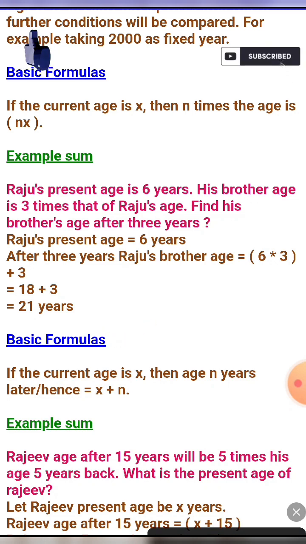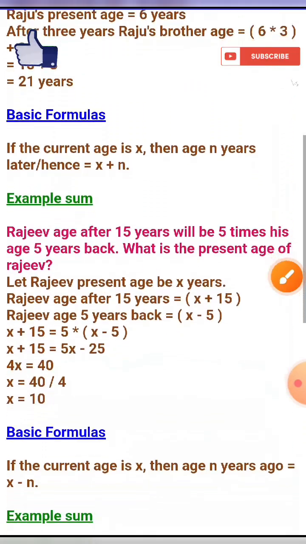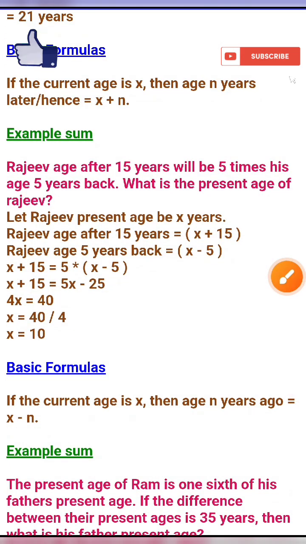Here is the basic formula. If the current age is x, then the age after n number of years is x plus n. Simple. We will learn by another example.